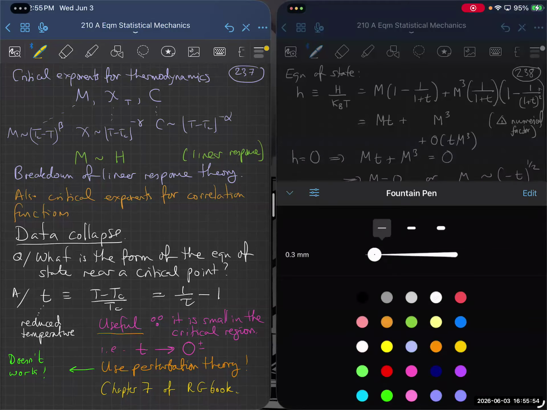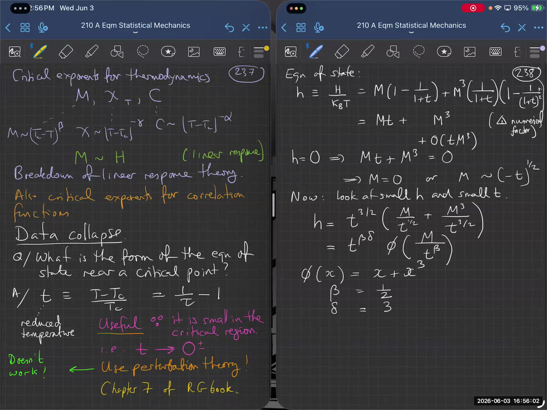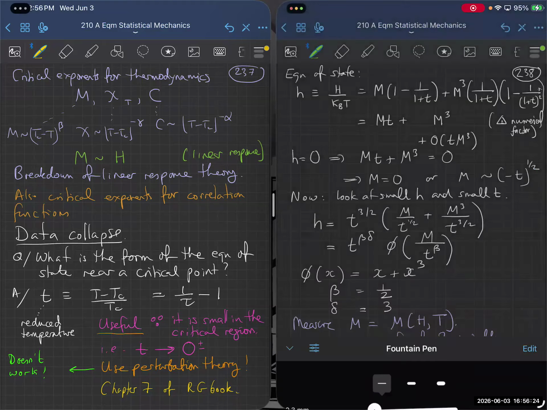So suppose I were to then say, all right, I'm going to measure m as a function of h and t. So that says it's a function of two variables. Right? Actually, it's not. It's really just a function of one variable.